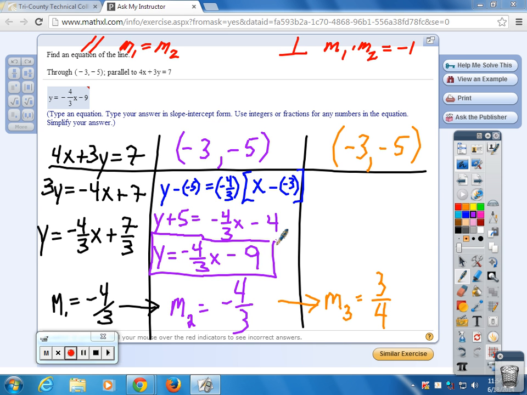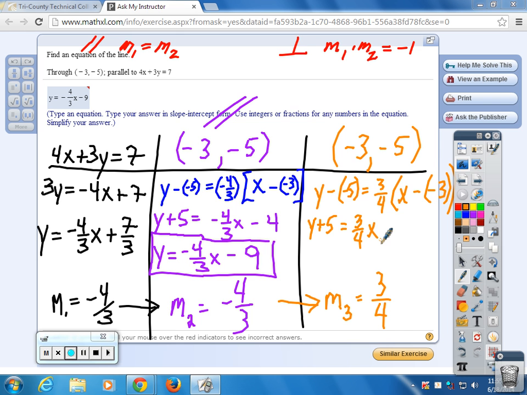I have no idea what they're asking for. I haven't looked. Don't want to look because I'm doing both. So there's parallel, and now let's do perpendicular. Y minus a -5 is equal to 3/4 times x minus a -3. Y plus 5 is equal to 3/4 x plus 9/4.